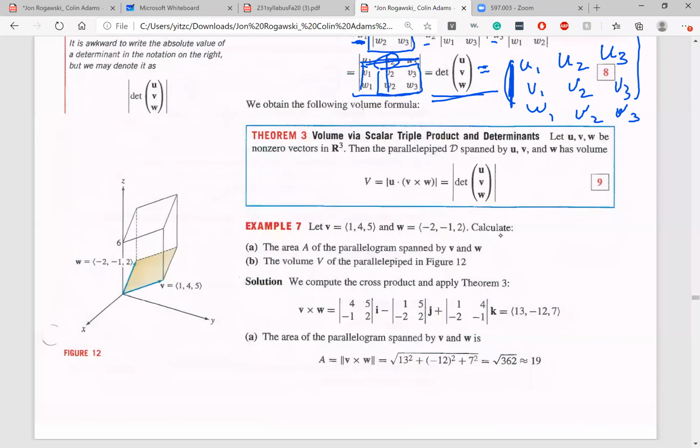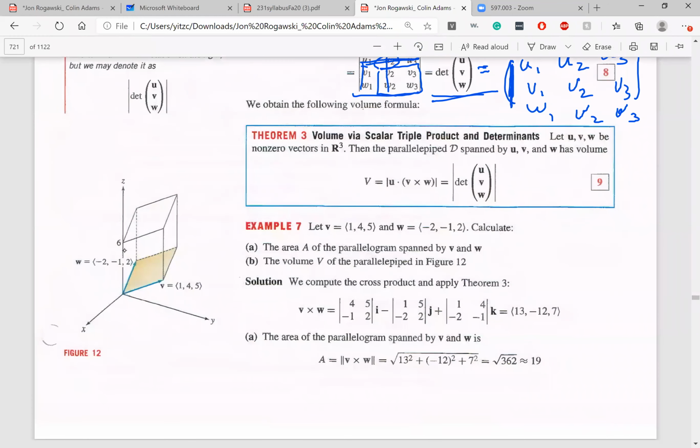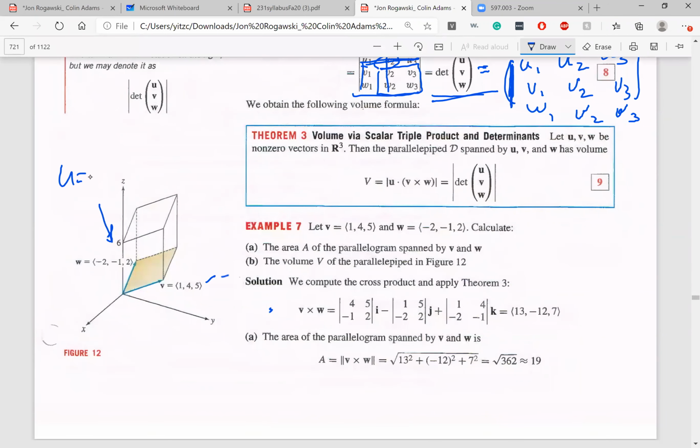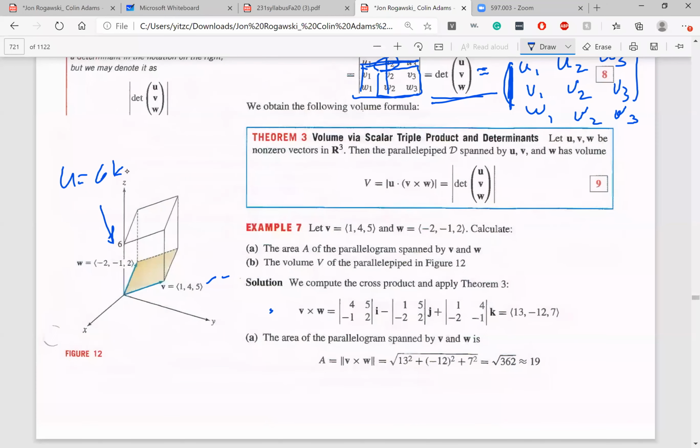Now they give us the following two vectors, v and w, and they want us to find the area of the parallelogram created by them. Then they want us to find the volume of the parallelepiped in figure 12, where now we are looking at 6 in the z direction. We have v and w, and my u is equal to 6k.